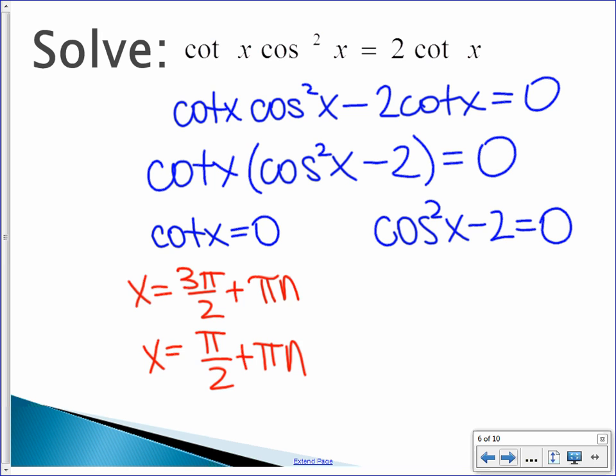Now, I want to warn you about something, okay? How far apart is pi over 2 from 3 pi over 2?